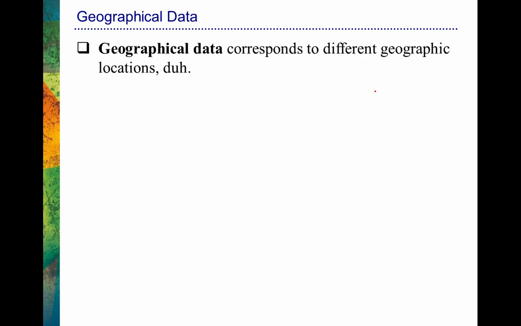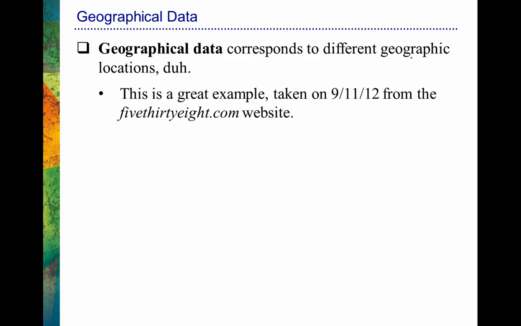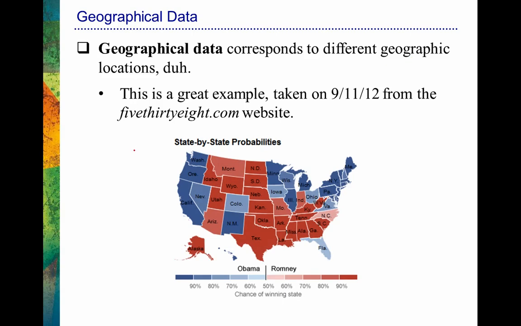Let's talk a little bit about geographical data. And as you would expect, geographical data corresponds to geographical locations. Here's a great example. This was taken before an election for president, and it shows the probabilities of who is going to win the upcoming presidential election that we had at that time, looking at Obama versus Romney. And again, it just does this great job of displaying a lot of data. We can easily look at the states just based on where they are in the map, because most of us are familiar with the maps.